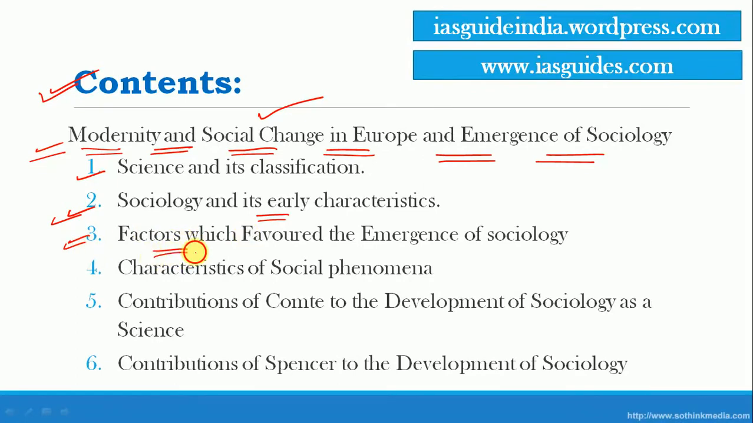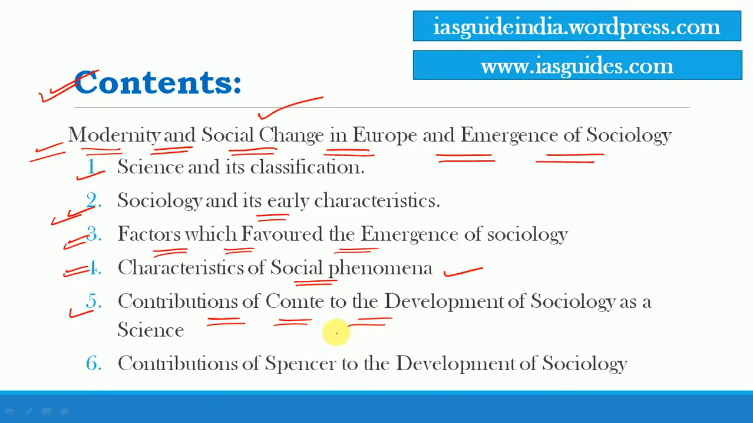There are various factors, and all these factors we will discuss in detail. Then we will also discuss the characteristics of social phenomena, because social phenomena have unique characteristics. Then at last we will be discussing the contribution of the pioneers of sociology: Comte, Spencer, Weber. These sociologists are called the founding fathers of sociology. That's the reason their contribution to sociology we will be looking into in detail at the last of this day's video. First, let's start with science and its classification.